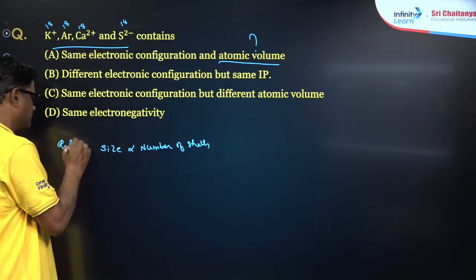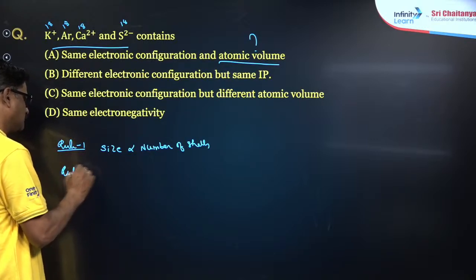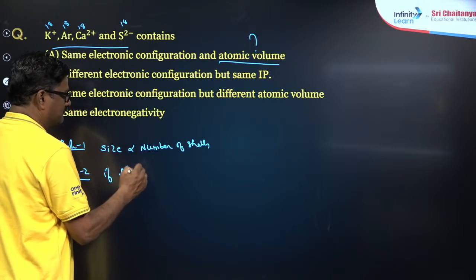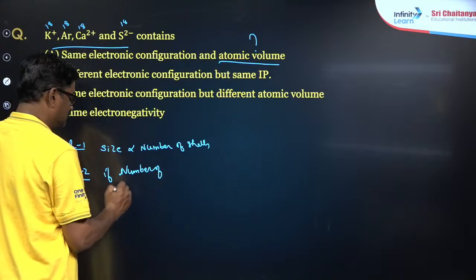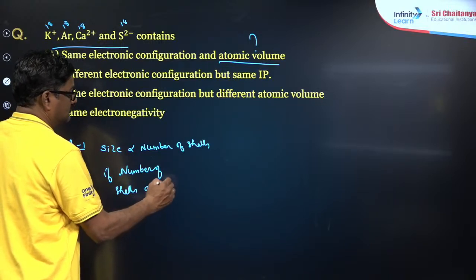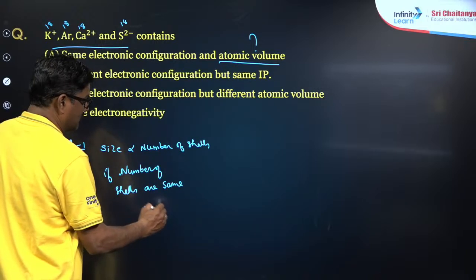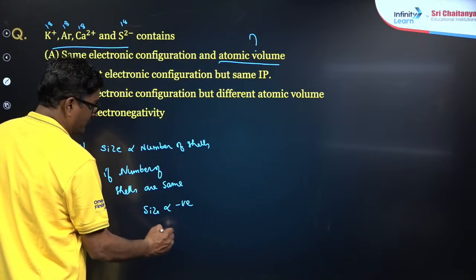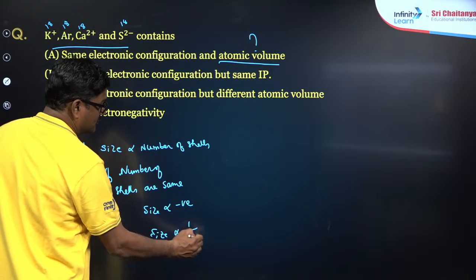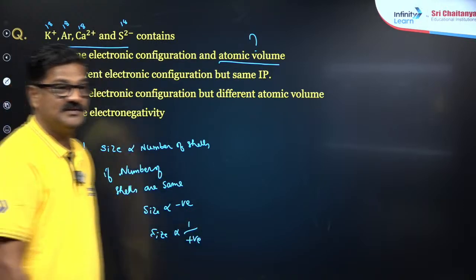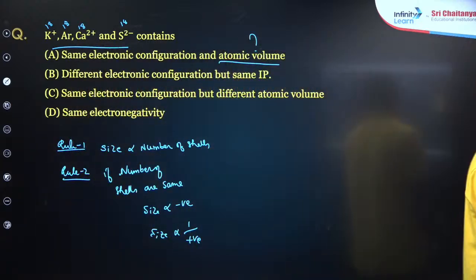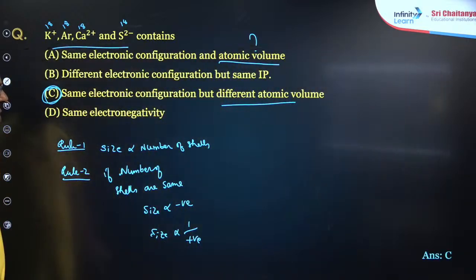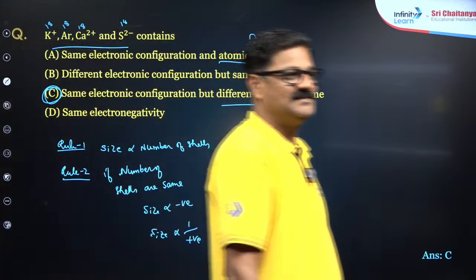That is rule 1 and rule 2. Size, if the number of cells are the same, size is directly proportional to negative charge and inversely proportional to positive charge. You just keep this in your mind. Based on that they should have different volumes. My answer for this question is going to be C. Got it? Perfect. Nice.